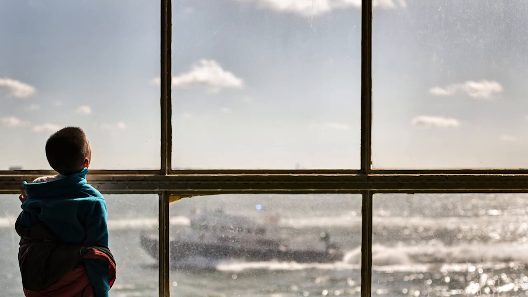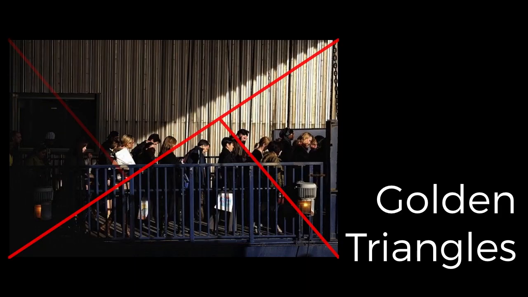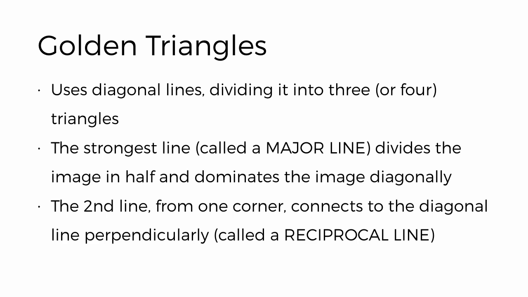Next, we're going to take a look at the golden triangles. Golden rule number 2. And this is quite a bit more dynamic than the rule of thirds, because what it does is it utilizes a very strong compositional diagonal line across the image. That's the first step. So what we're going to do is take that big line, and that divides the image in half from corner to corner.